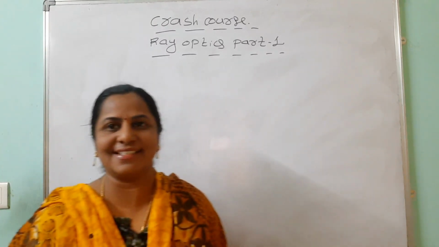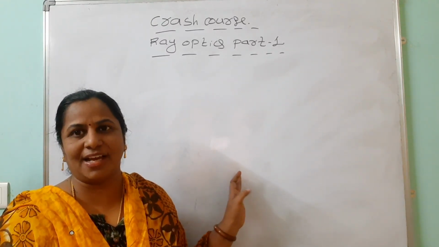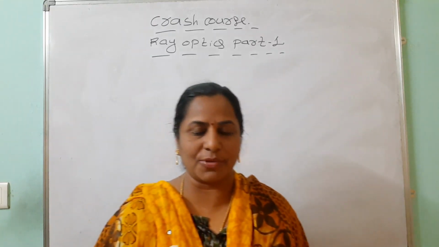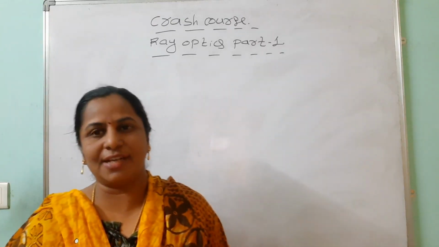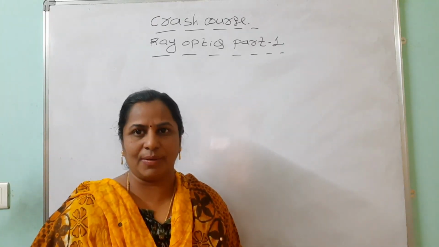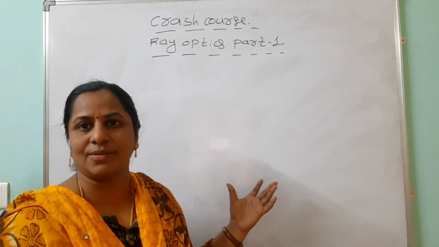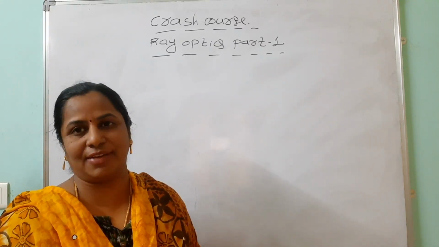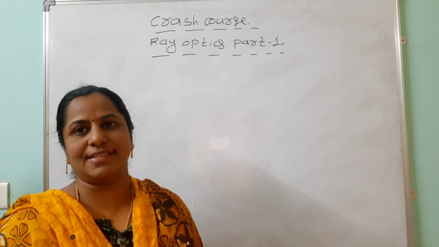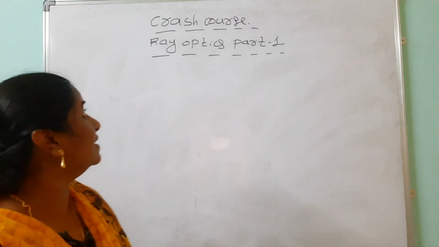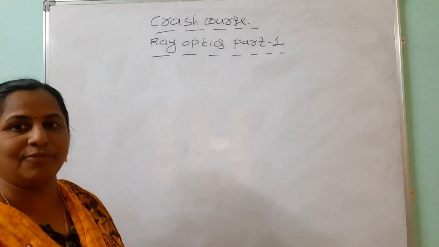Today we are going to discuss the ray optics crash course. Already I have given a 6 days program: the motion in a straight line chapter, the units and measurements chapter, and one more, motion in a straight line. Also, for second year, I have given the waves. And today our day 7 plan is ray optics part 1.